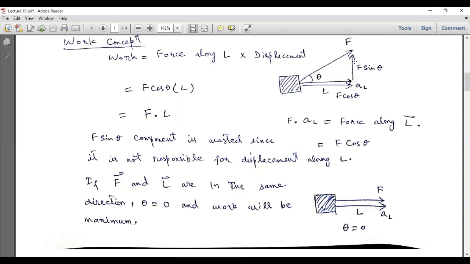This F sin theta component is actually the perpendicular component of force, and since this object is moving in the horizontal direction, this component is wasted because there is no displacement of this object in the direction of this vertical component. So if F and L are in the same direction, theta will be equal to 0 and work will be maximum. So clearly, if we are pulling this object by means of a rope in this direction, then the displacement will be L, and we will need less force in this case to cause the same amount of displacement. So in this case, a small amount of force will be responsible for an equal amount of work as we did in the previous case. So in this case, theta will be equal to 0 and work will be maximum.